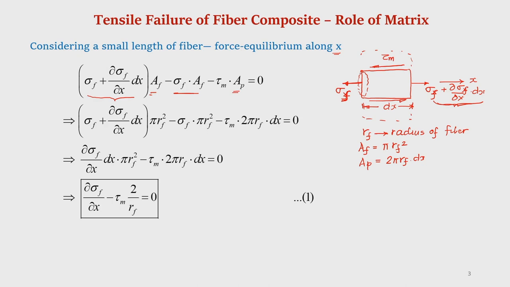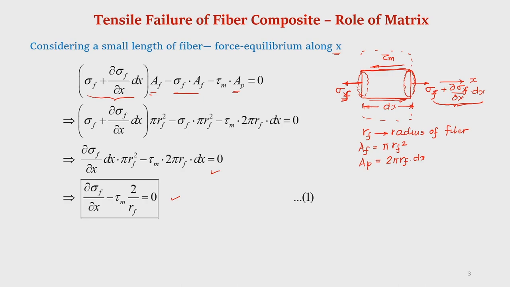The fiber is circular, therefore the circumference is twice pi RF into this length dx. Once we simplify this, we get this equation. Finally, we get del sigma f by del x minus tau m into 2 by RF is equal to 0. This is the equation we get, where RF is the radius of the fiber.